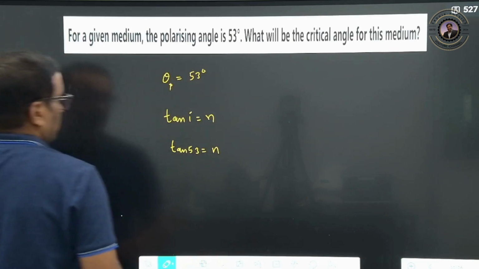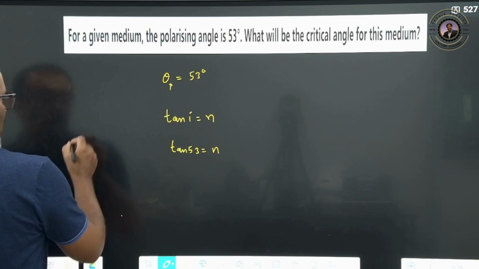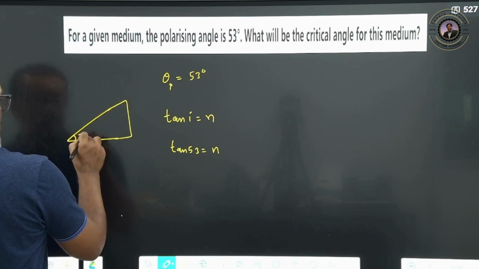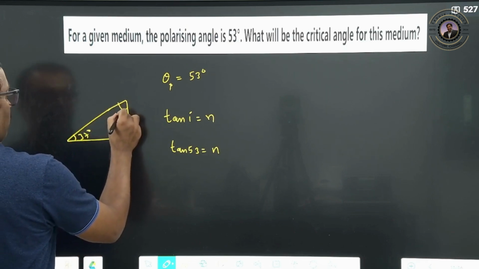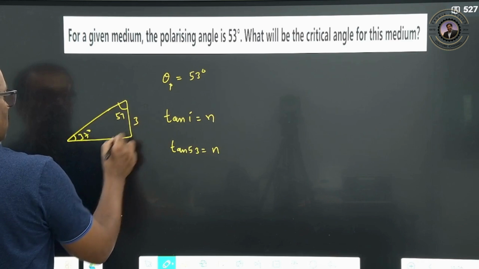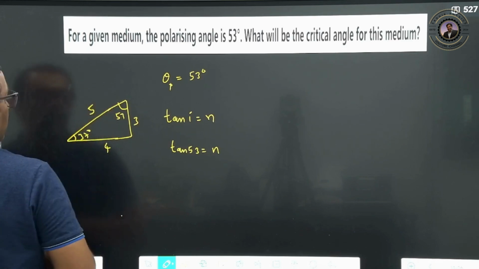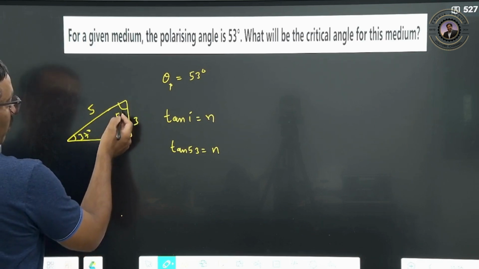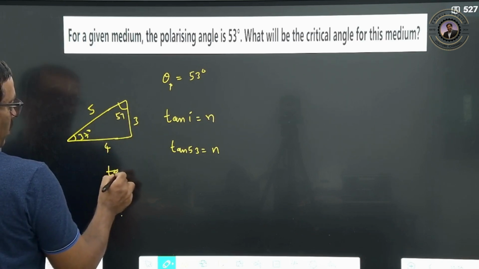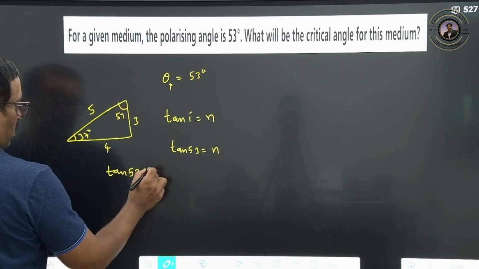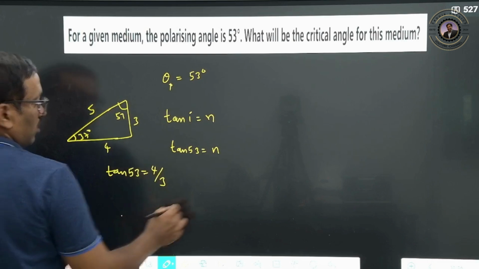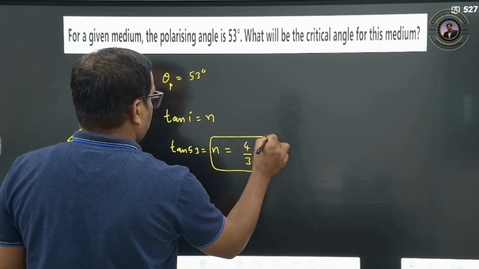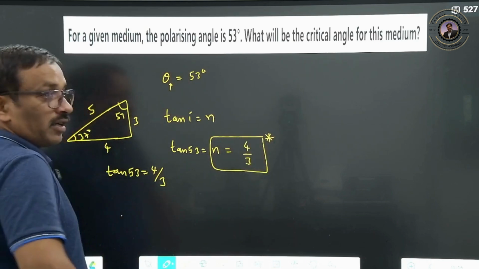Yes or no? So what can you write now? Therefore tan 53, 53 means you already know this. So this is 37 degree, this is nothing but 53 degree. So this is 3, 4, 5. Clear? So therefore tan 53 is 4 by 3. So that is nothing but 4 by 3, so that will be your refractive index now.